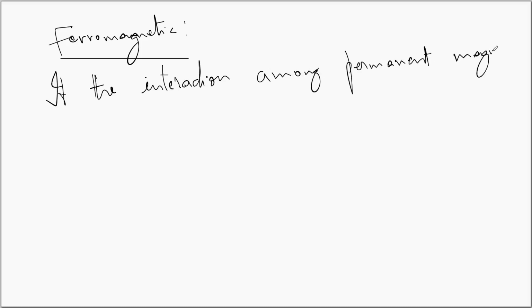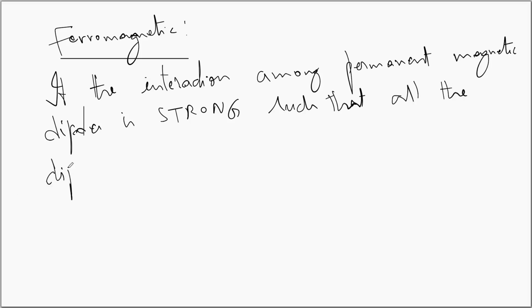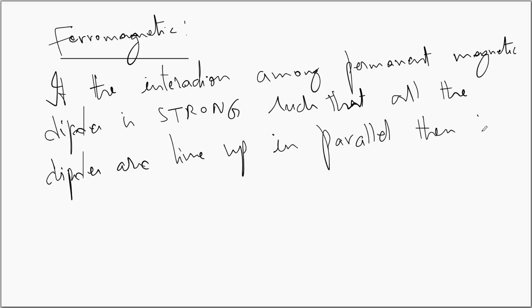Ferromagnetic. If the interaction among permanent magnetic dipoles is strong, such that all the dipoles line up in parallel, then the material is called ferromagnetic. This means in ferromagnetic materials, permanent magnetic dipoles are present, and they are aligned in one particular direction.